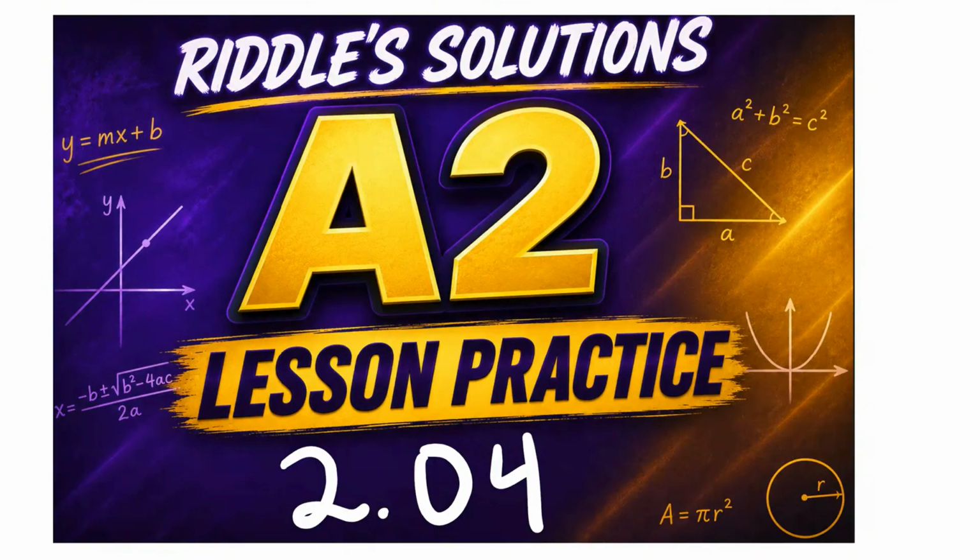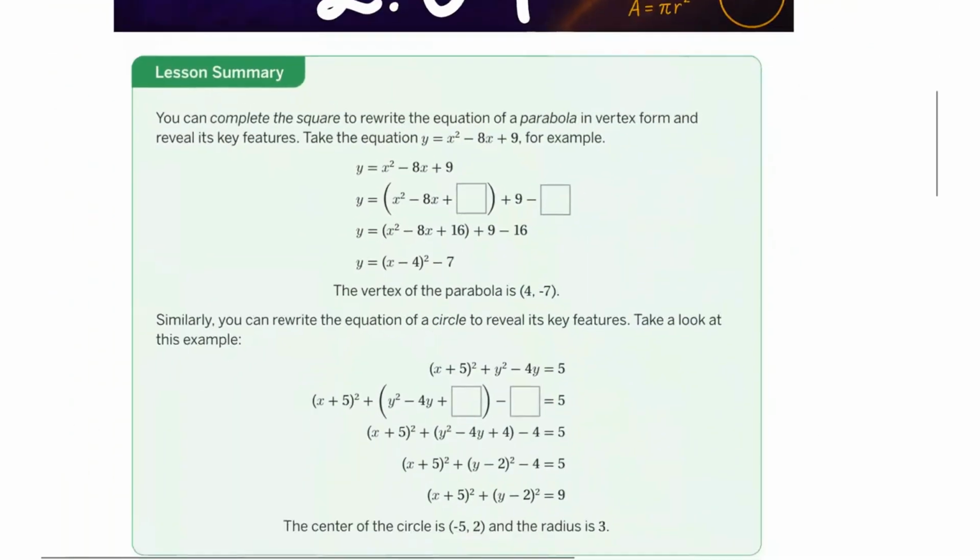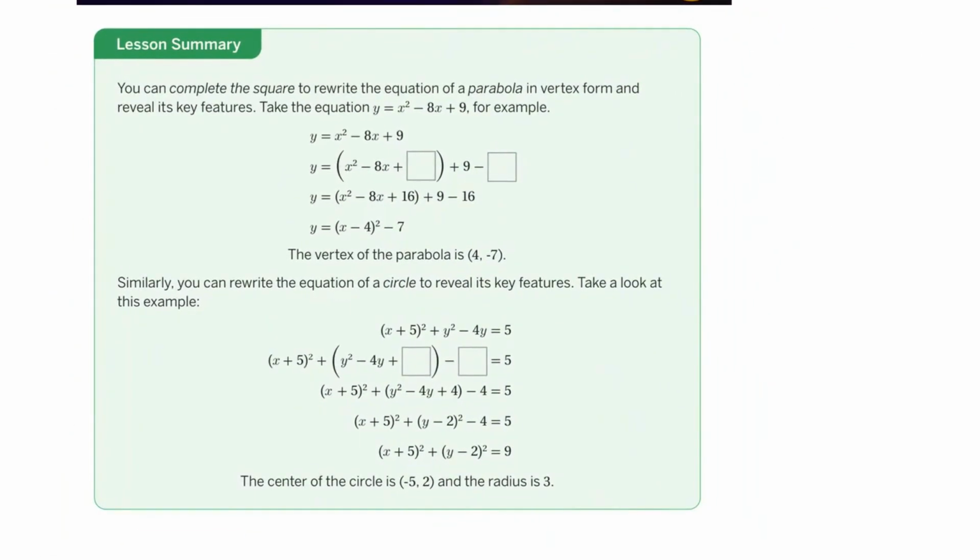Welcome back to our lesson practice review, where we are going to go through Chapter 2, Lesson 4 today to summarize what happened in the actual lesson. It went through two main things. The first one is hopefully review about completing the square, probably something that we talked about in Algebra 1, but it's a way to rewrite a parabola or a quadratic in vertex form. And really, it's usually used to help us find a vertex so that we can graph it.